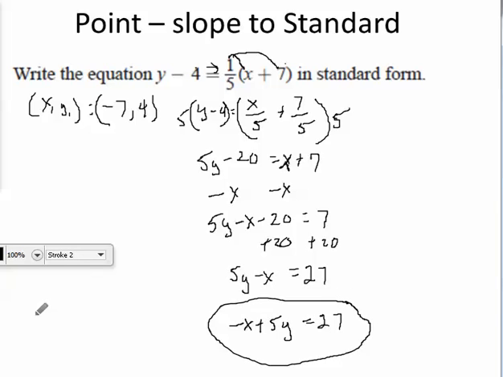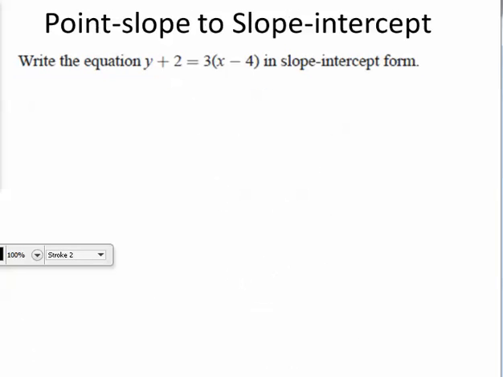What's my a? Well, a in this situation equals -1. What's my b? b in this situation is equal to 5. And what's c? c is equal to 27. Well, that was pretty easy. I didn't see any difficulties there. Just a little bit of algebraic manipulation.